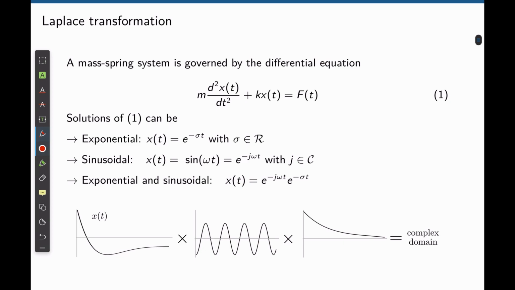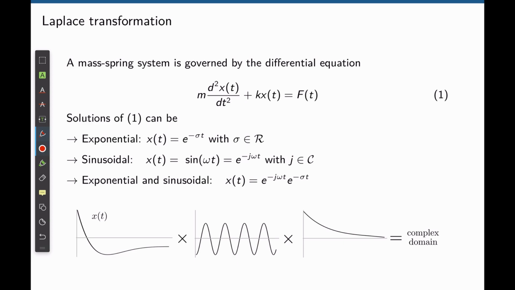Now let's consider a mass spring system. Same as we had before, but now we are dropping the damper. The differential equation that governs the system is given in equation 1. It's a second-order differential equation. If you remember from differential equations, solutions to 1 can only have two forms. They can either be exponential or sinusoidal.